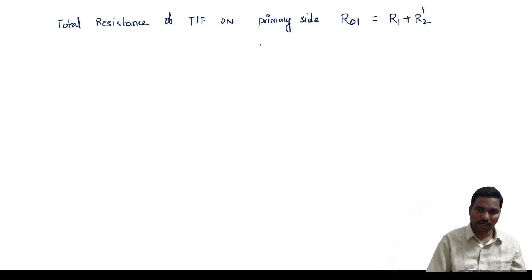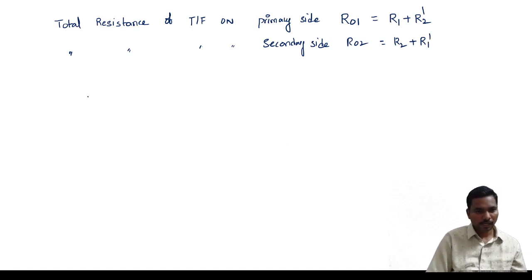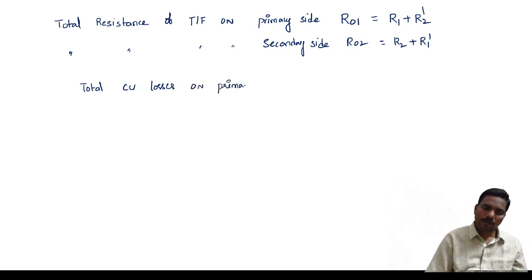And the same way, total resistance of transformer on secondary side R02, that is R2 plus R1 dash. Okay, and total copper losses on primary side. So what is the current of the primary side? I1 square, and total resistance R01.